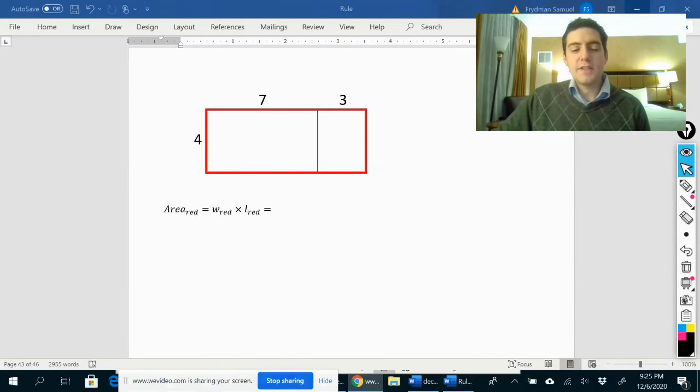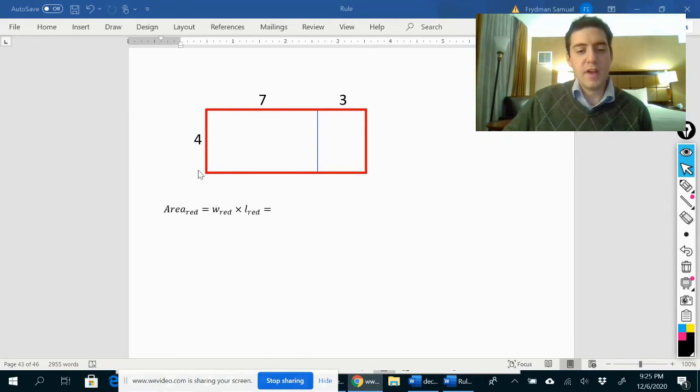Hi everybody. In this video we're going to look at a geometric representation of distribution. So here we have a red rectangle, and let's see if we can figure out the area of this rectangle.